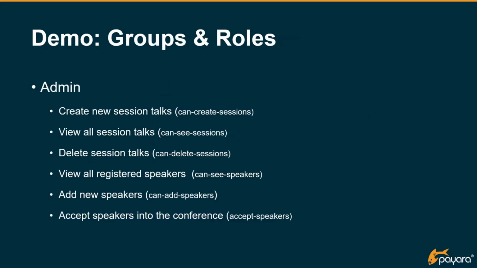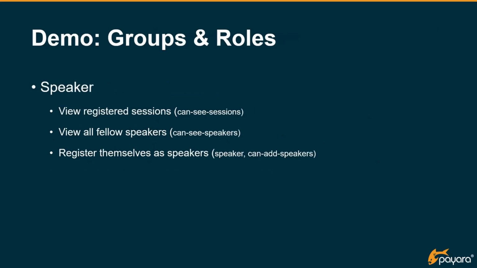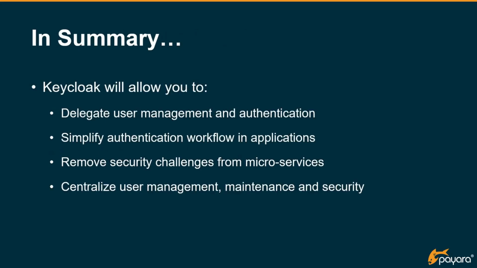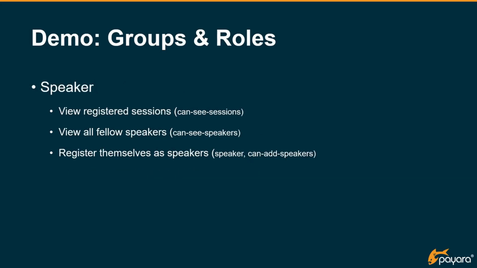So for this universe of data, we have three groups. Each one of these groups contains a set of roles. The administrator, which can do everything. They can create talks, view registered speakers, add new speakers, etc. The speakers, which can only do these three things. Attendees, which is technically a regular user that wants to attend these sessions, and they can simply log in to the platform and say, I want to attend this session, but nothing else. In this case, it's just these three roles.